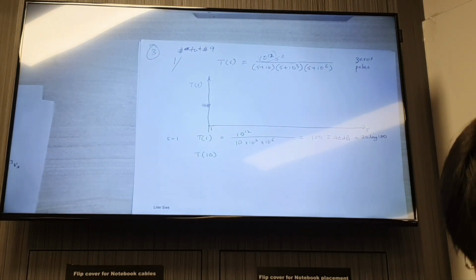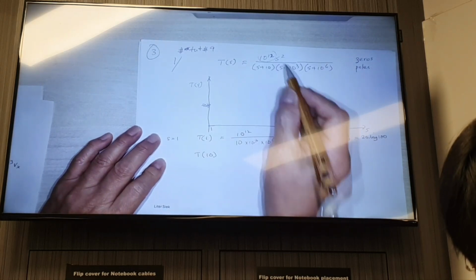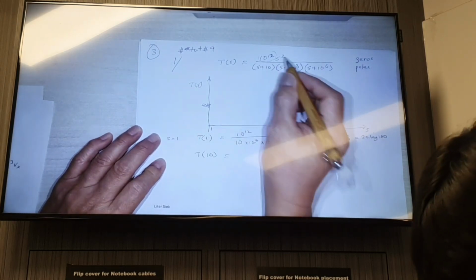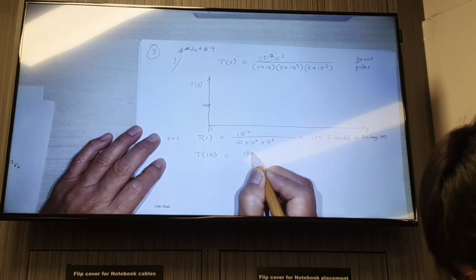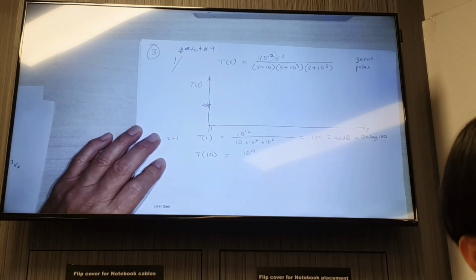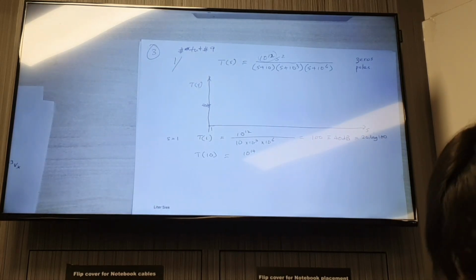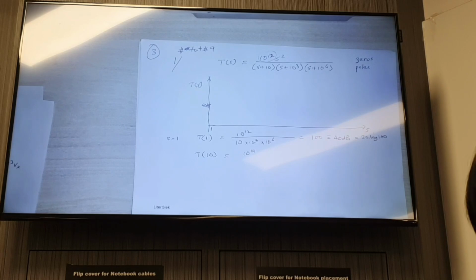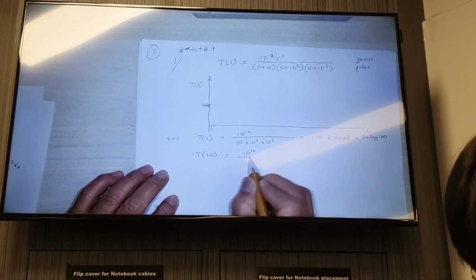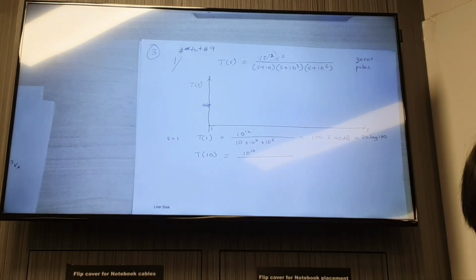Then I make S equal to 10. The numerator becomes 10 to the 14, which is 10 to the 12 times 10 times 10. Below, miraculously, when you say 10 plus 10, you get 10.